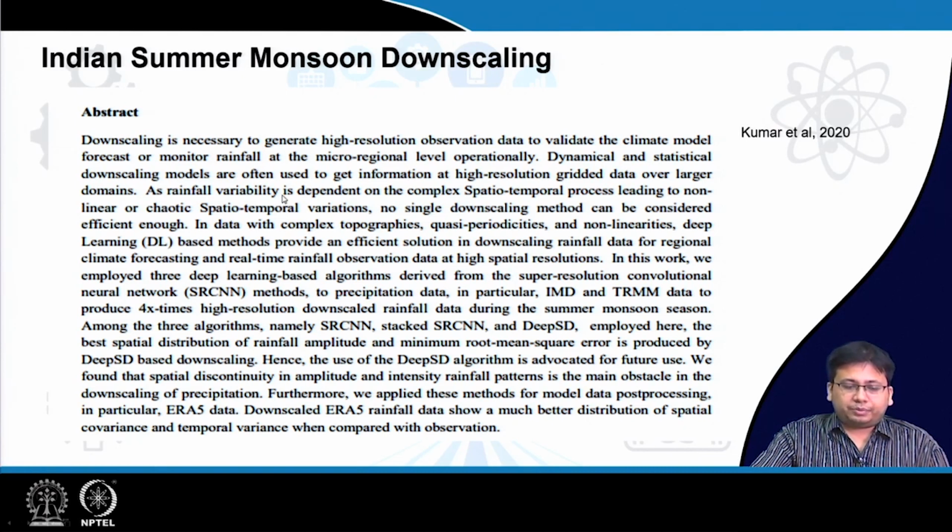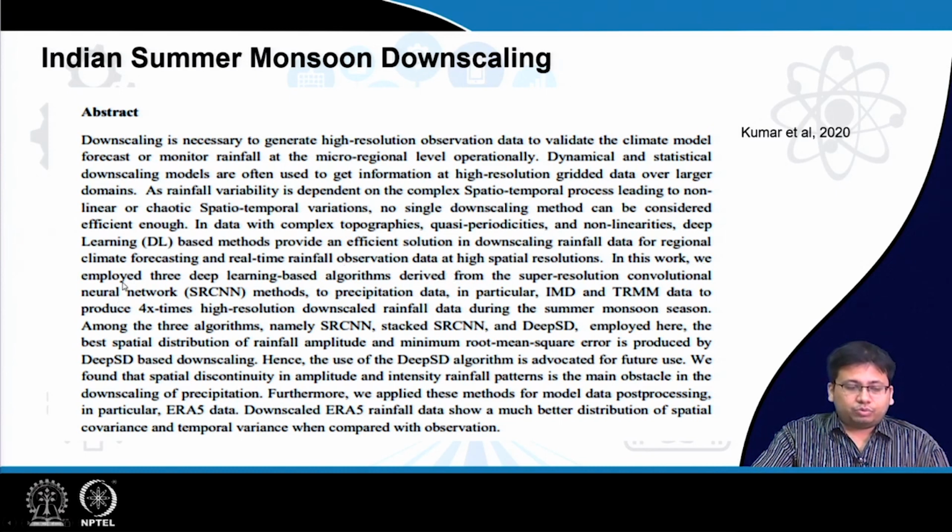As rainfall variability is dependent on the complex spatiotemporal process leading to nonlinear or chaotic spatiotemporal variations, no single downscaling method can be considered to be efficient enough. In data with complex topographies, quasi-periodicities and non-linearities, deep learning based methods provide an efficient solution in downscaling rainfall data for regional climate forecasting and real time rainfall observation data at high spatial resolution.